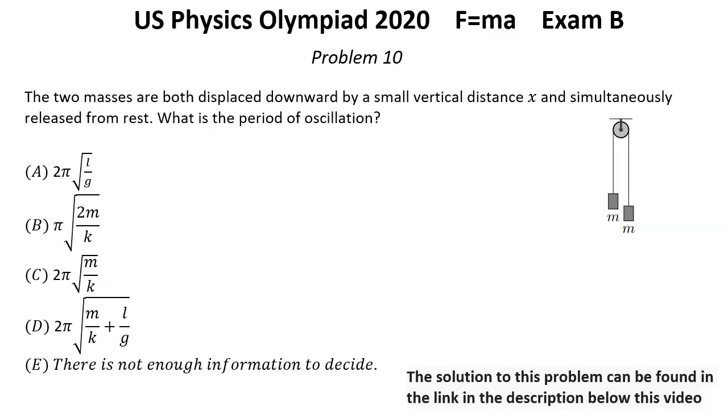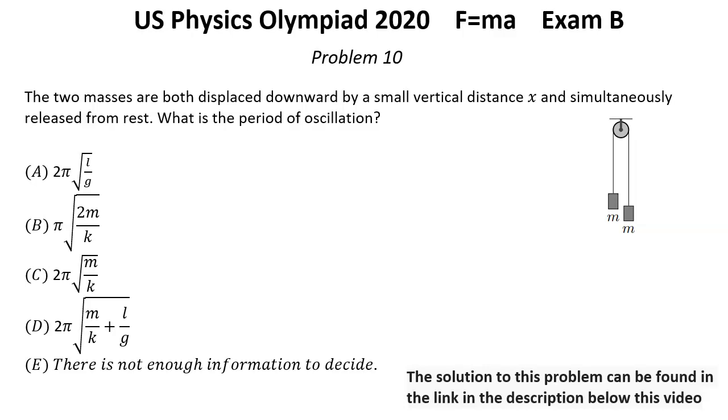Problem number 10. The two masses are both displaced downward by a small vertical distance x and simultaneously released from rest. What is the period of oscillations? Solution for problem number 10.